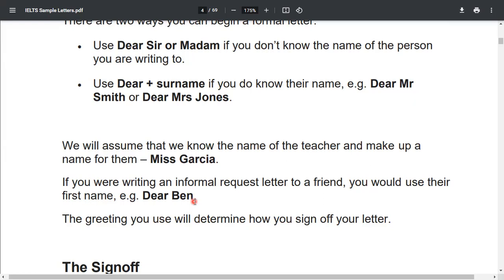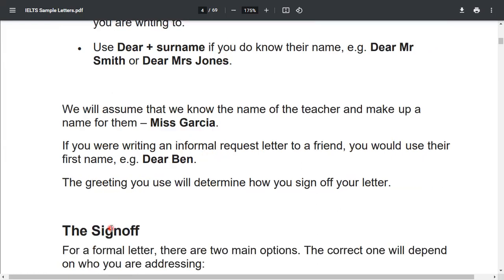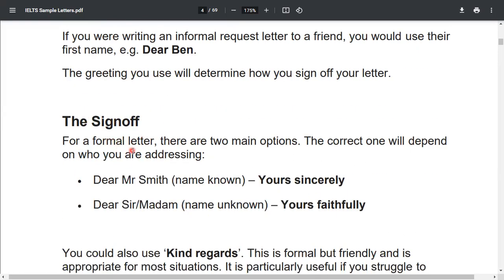But the letter that we are tackling right now is a request letter for a person that we don't know. So we just made up a family name of someone. So, dear Miss Garcia. The greeting you use will determine how you sign off your letter, okay? And I guess maybe many of you don't know that. The way you write the greeting affects the way you end the letter. That's what we call the sign off. For the formal letter, there are two main options. The correct one will depend on who you are addressing.